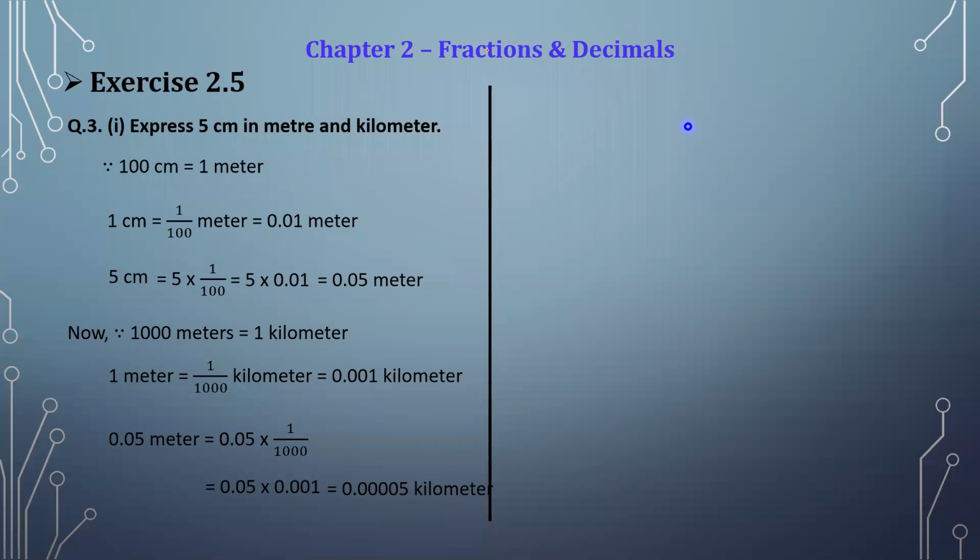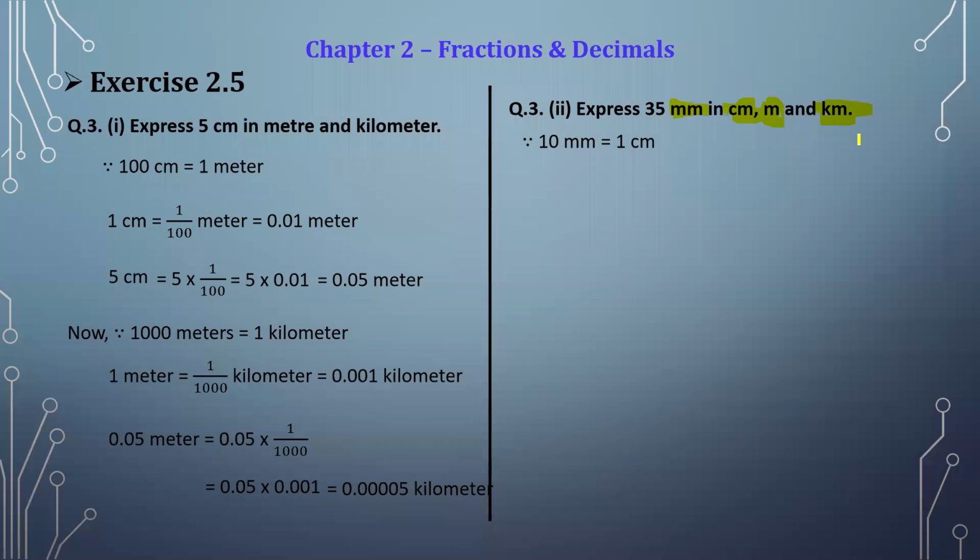In question number 3, now we are going to see the second sub question. Now the question is like this: express 35 millimeter in centimeter, meter and kilometer. That means a total of 3 conversions are to be performed. Here we have to convert this millimeter into centimeter, that will be the first conversion, then into meter, that will be the second conversion, and then kilometer, that will be the third conversion. So here a total of 3 conversions are necessary.